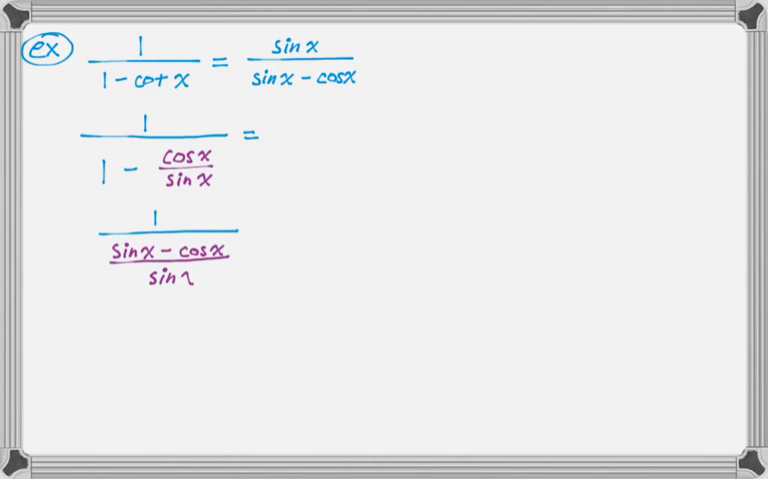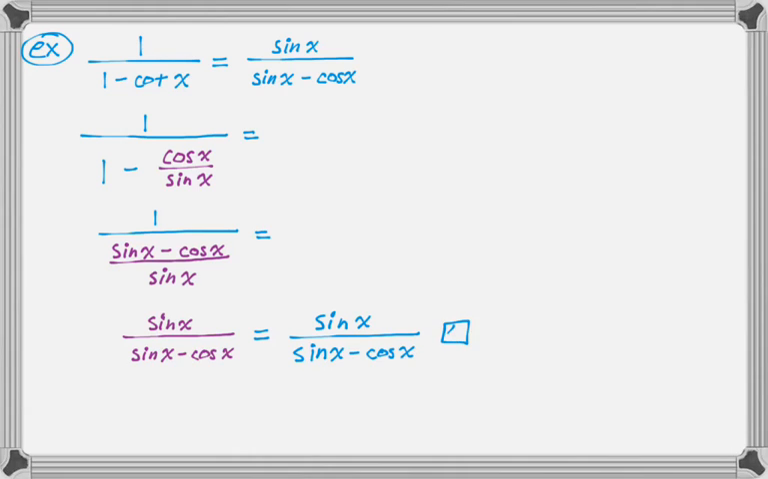So I'm skipping more steps in these than I did in previous videos because these are usually more challenging. You'll end up writing a million steps if you show everything. So I have a fraction divided by a fraction, so I'm going to multiply by the reciprocal. So I get sine over sine minus cosine, which is exactly the right-hand side, and so we verified it. This one's kind of simple, but it does illustrate the point.